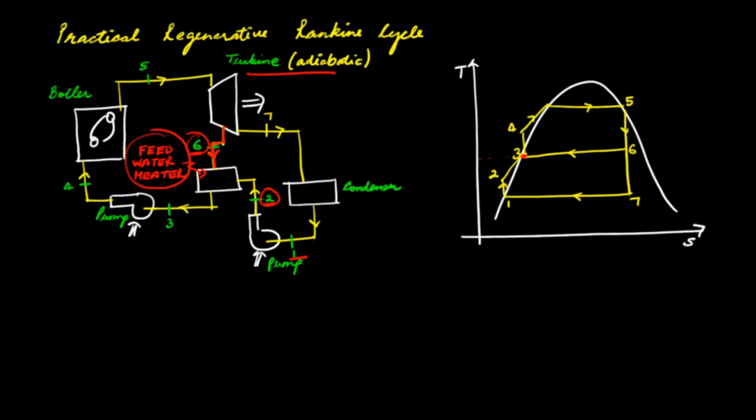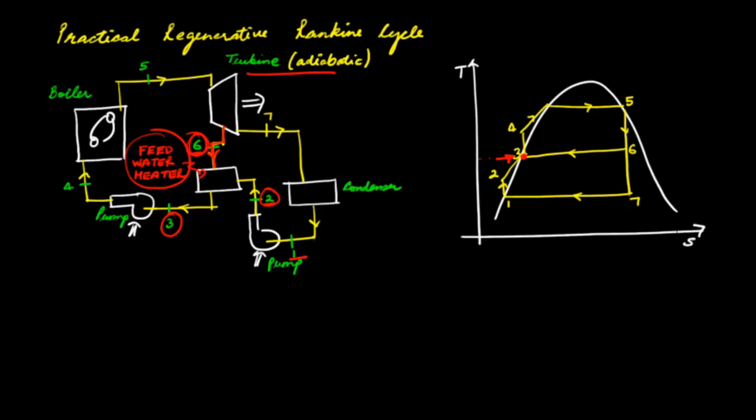So the fraction of the steam that is extracted at state 6 is just sufficient to cause the liquid that is exiting the feed water heater, that is at state 3, shown also on the TS diagram, to be at a saturated liquid state. So this practical regenerative cycle is shown on this TS diagram.